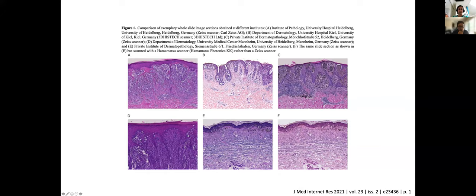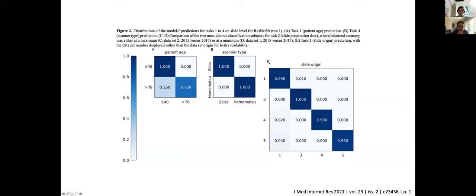What they did was train a ResNet 50 model to predict the scanner type or the slide origin, the institution. And it worked almost perfectly. So CNNs, deep learning models, find it super easy to identify the originating institution and also scanner types. The ResNet 50 model was also able to predict patient age from the slides.